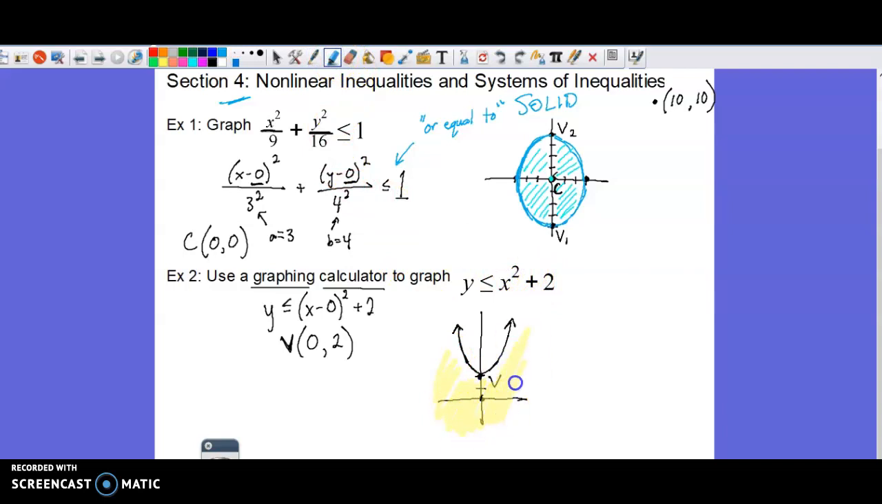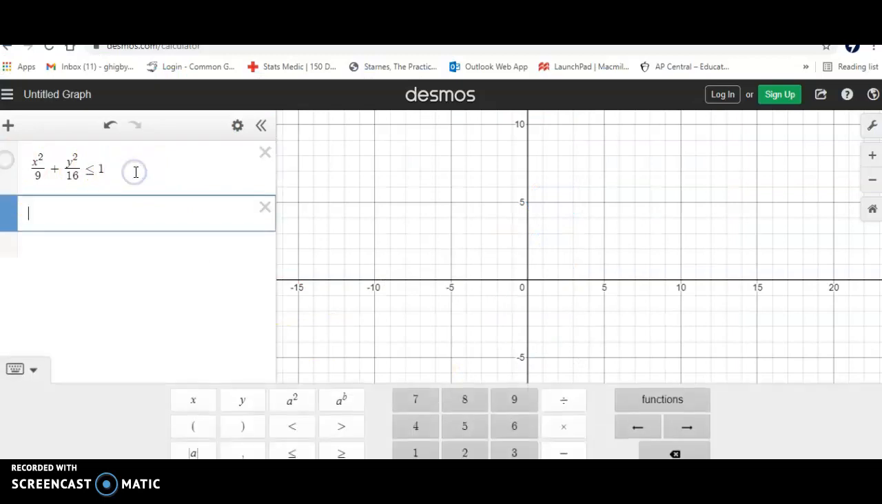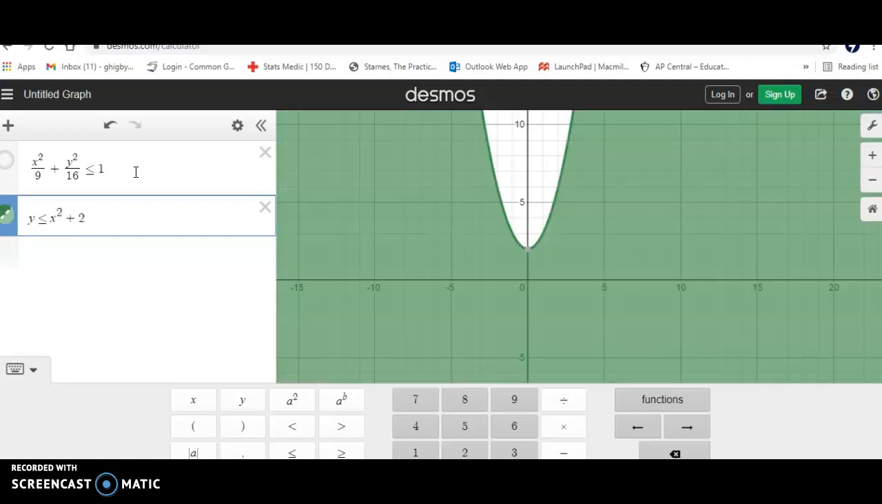I'm just using a highlighter to shade our region. But again, a graphing calculator will give you the correct answer, especially Desmos. Let me hide that real quick and just type it in: y less than or equal to x squared plus 2, and you can see exactly what our curve looks like.